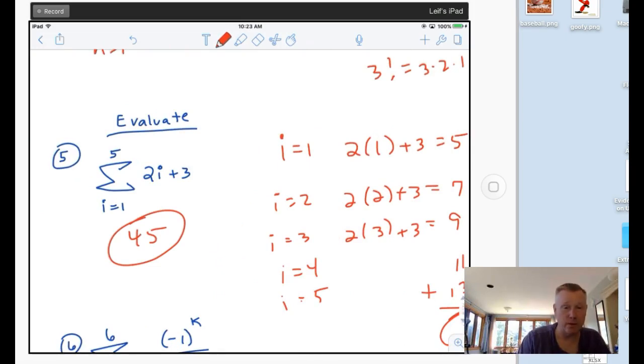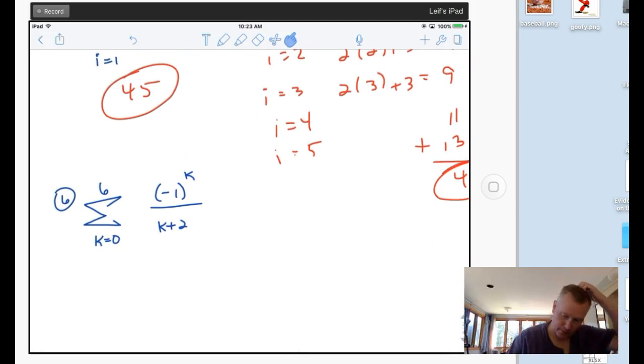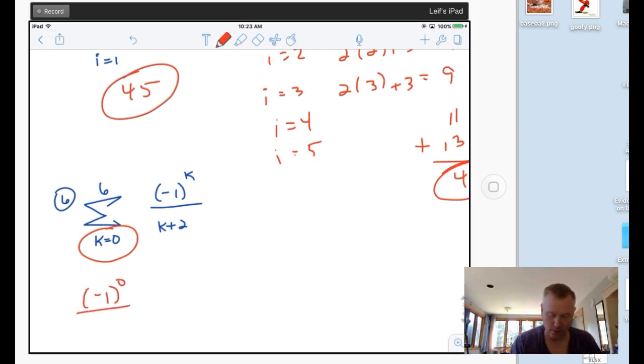45, and that's what I'm looking for. Okay, I'm looking for the answer. All right, next one. 6 numbers to plug in. Oh, 7 actually, because k starts with 0. So if I took -1 to the 0 power over 0 plus 2, anything to the 0 power is 1. Gives me 1/2. There's my first number.